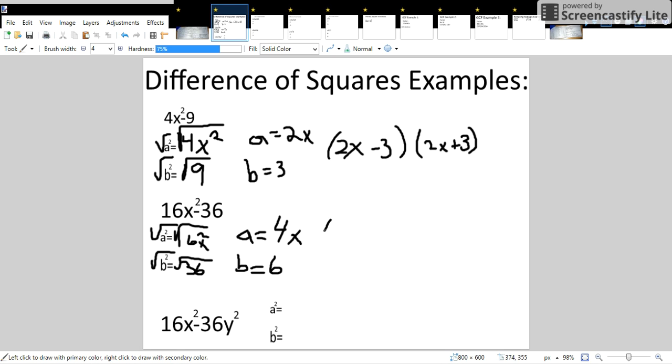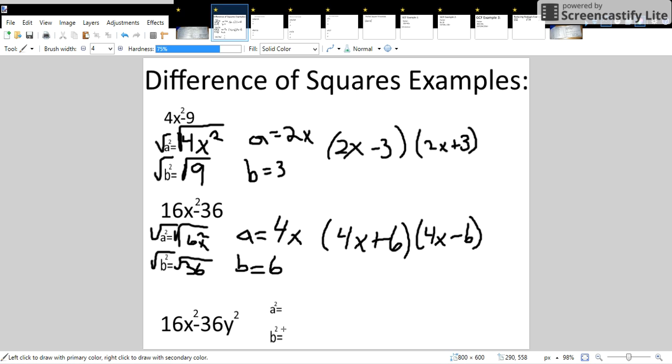And again, we'll just plug it into our formula. We can have 4x plus 6 and 4x minus 6. Again, you could put these binomials in either order because they're commutative.